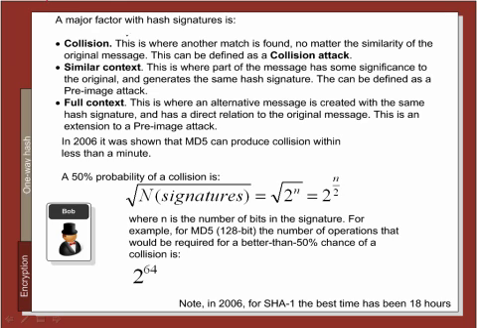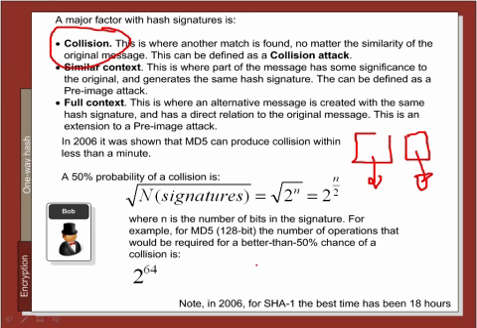Another problem is that we might have a collision, where it is possible for different text to produce the same hash signature. It has been shown that MD5 can produce what's called a collision within less than a minute. SHA1 is better, with a time of 18 hours.